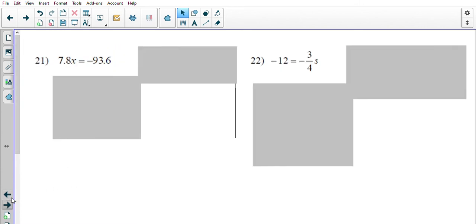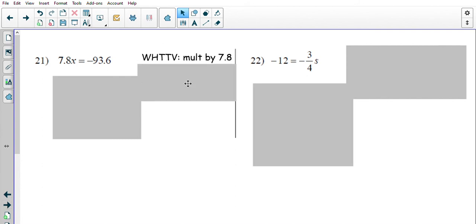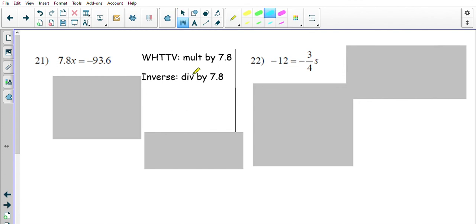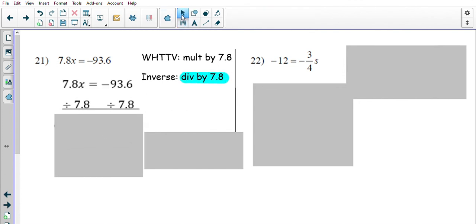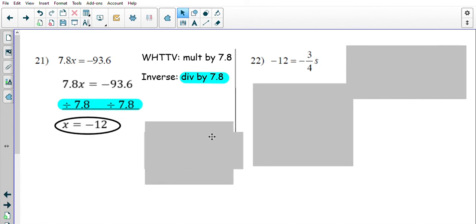All right, let's move right ahead to numbers 21 and 22. So we've got decimals and fractions here. Number 21, we're multiplying x by 7.8. The inverse is to divide by 7.8. So let's show that on the left and the right. In our calculators, I'm not going to box it in, but we're going to plug in -93.6 divided by 7.8. And you will get a solution of -12. Oddly enough, it works out pretty nicely for us.